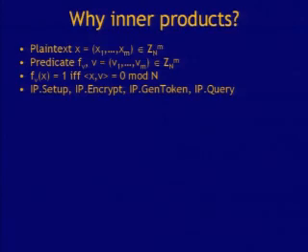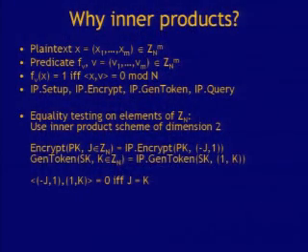Okay, so before I go into the scheme, you might ask why we're even considering inner products. It turns out that inner product queries actually allow us to make a lot of other more expressive queries as well. I'll just give a simple example of this. Suppose we have an inner product scheme that has these four algorithms: setup, encrypt, generate token, and query, that gives us the inner product functionality. I'm just going to show how we can use this to get equality testing on elements of Zn.